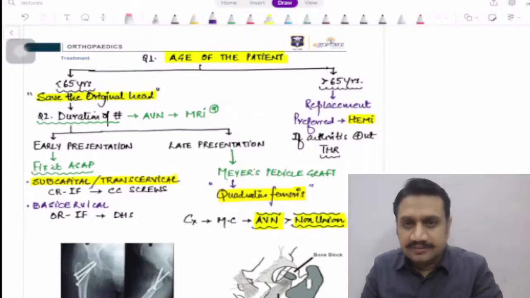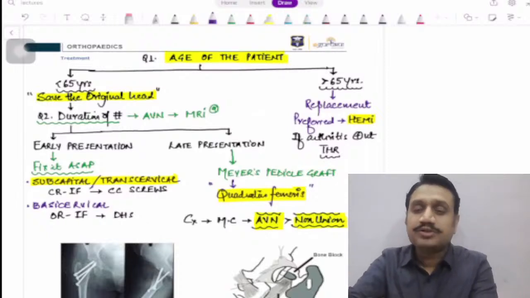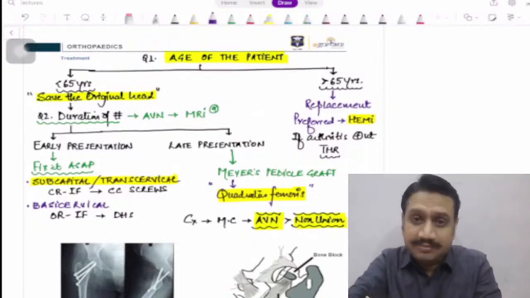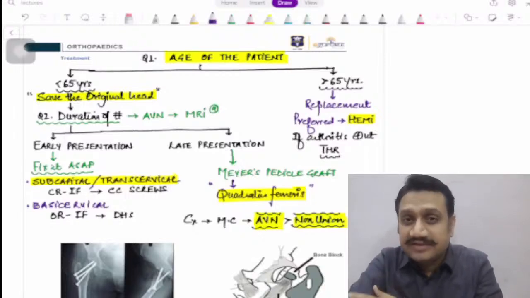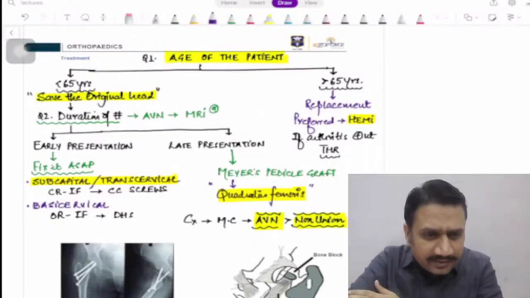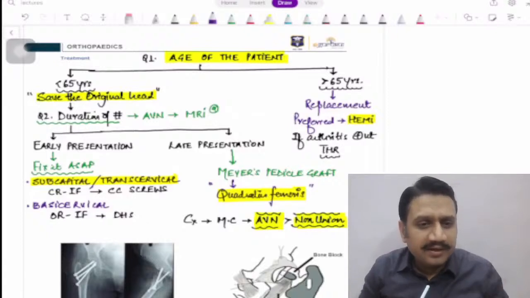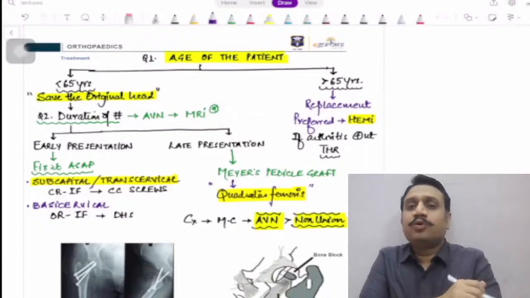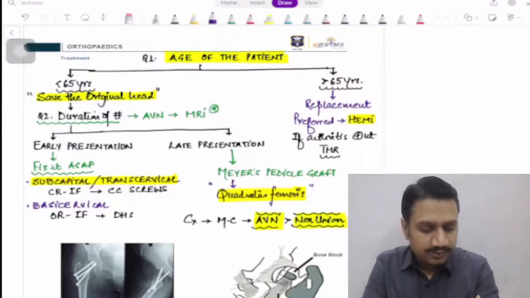So the age of the patient here is the first, most important primary criterion to decide the treatment plan, right? If the patient's age is more than 65, no second question needs to be asked. So more than 65, the only plan you have is to go for the replacement, right? No second question to be asked.